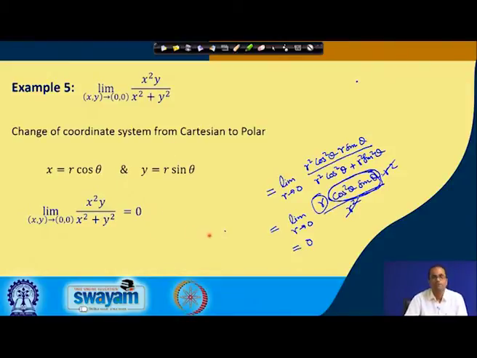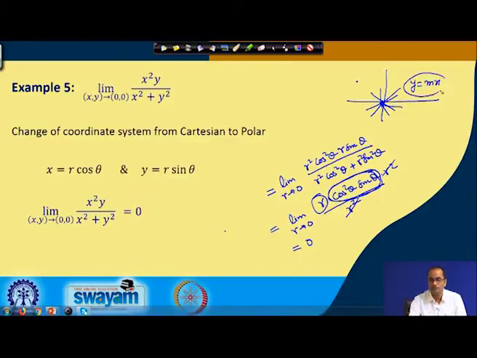For example, we have seen in this particular case, one might again get confused that approaching this point along the line y is equal to m x will also give limit as 0, but here we have fixed the path. So, y is equal to m x, these are the straight lines approaching the (0, 0) point.